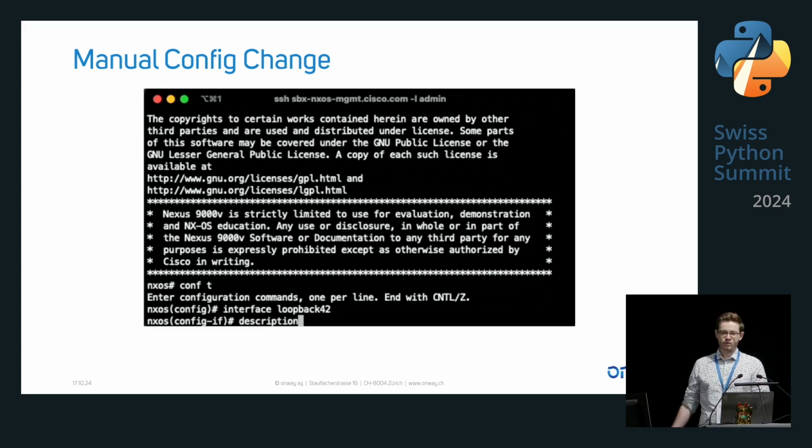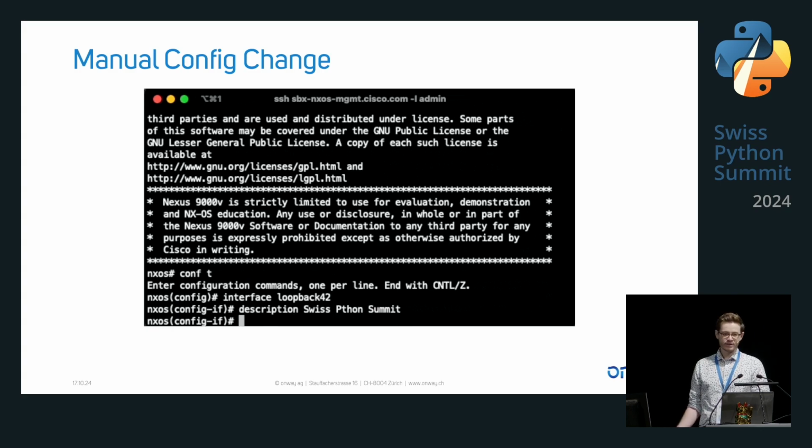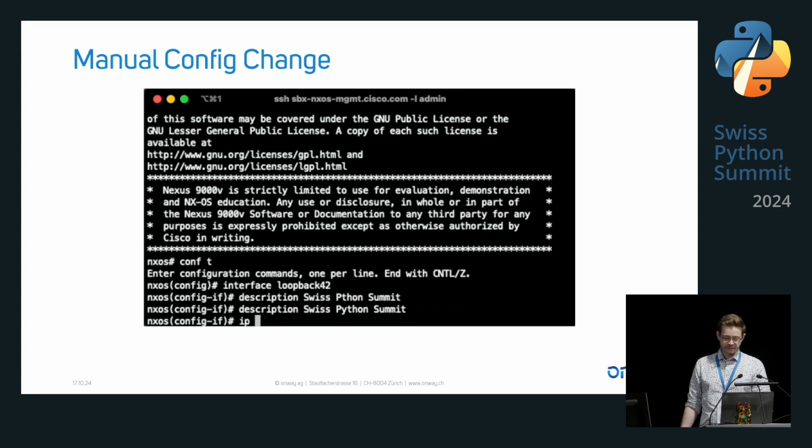And here we can now set a description for that. So in this example, Swiss Python Summit with a typo. So that's a mistake. We need to fix that. And we do that by simply writing the same description command again to override the previous command. And in the end, all that is left to do is to add an IP address for that interface.